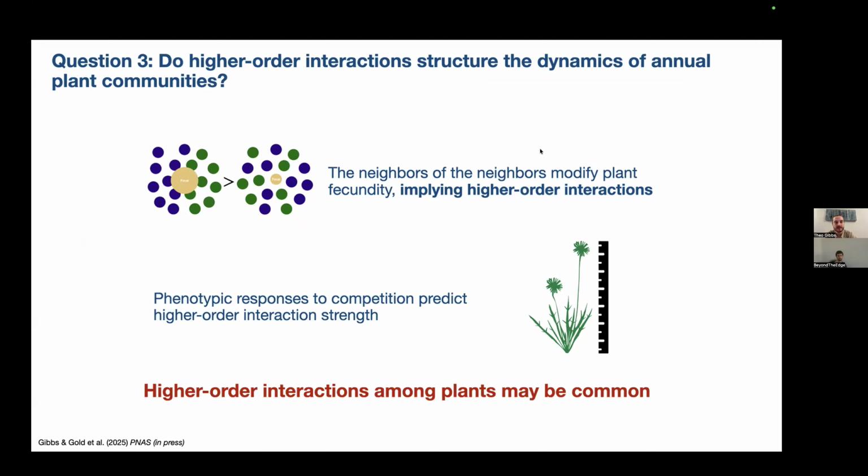I think the big picture takeaway here is that higher order interactions of this flavor might be more common than we previously thought. And that's because aggregation and the lack thereof are very common in plant communities, right? There's all kinds of different other ecological processes which might create aggregation or then erode it depending on the circumstances. And similarly, phenotypic plasticity is also incredibly common. So if the combination of these two processes can modify competition strength, that sort of dynamic might be playing out in a lot of natural plant communities worldwide.